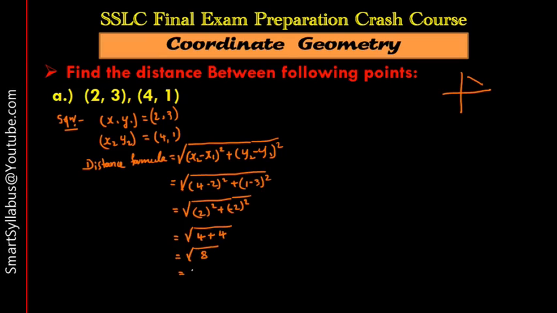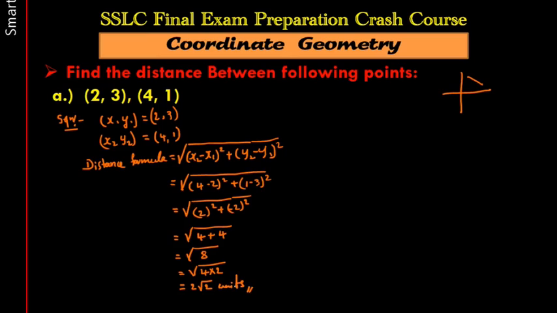Now this 8 can be written inside the square root as 4 into 2, isn't it? The 4 comes outside, and we write its square root. The square root of 4 is 2, therefore that's equal to 2 root 2. Further we cannot solve anything. In the sense, the distance between (2, 3) and (4, 1) is 2 root 2 units. So this is the distance between the given points.